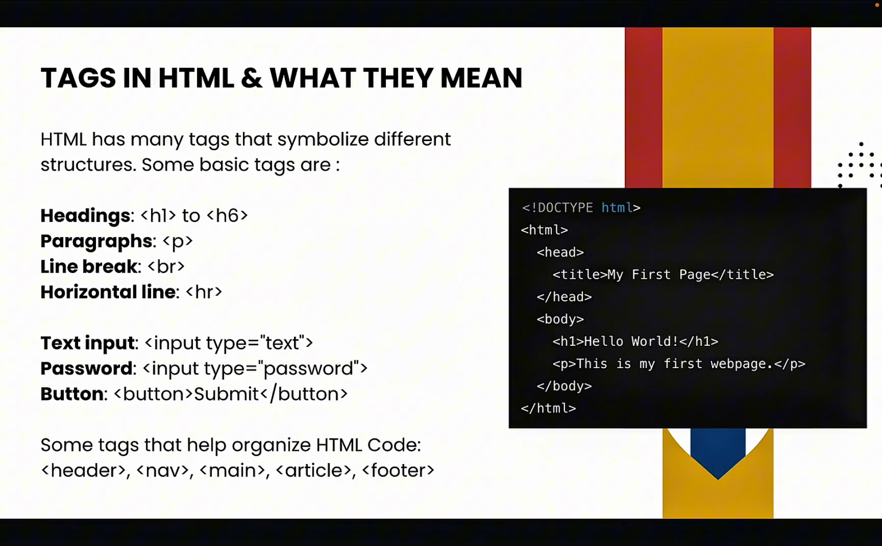Some other tags that can help organize HTML code are header, nav, main, article, and footer. These are really used to organize what each part of your HTML code corresponds to, whether that's the very top, which is the header, or the nav bar, which is the section where you can navigate the different pages. Your main might be the main section of your web page. And then footer, we know, is the bottom of a page.